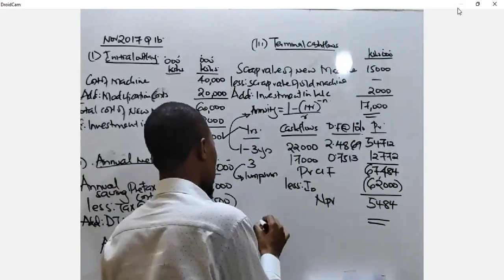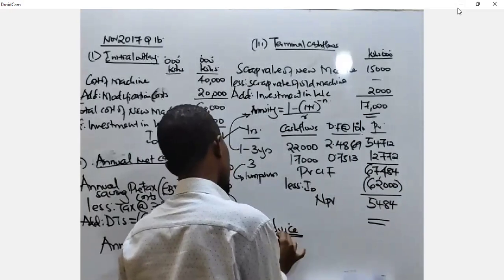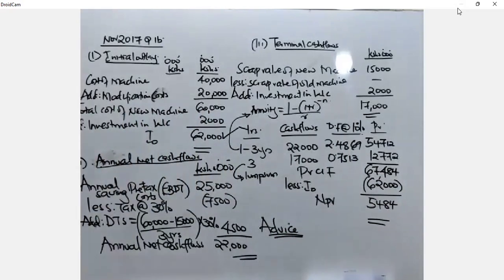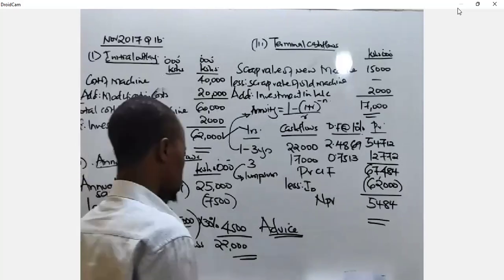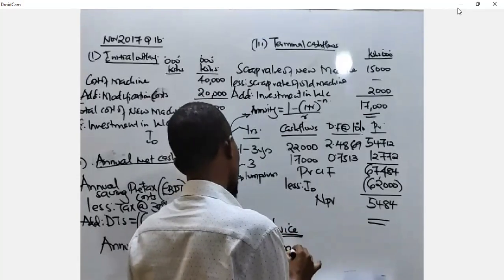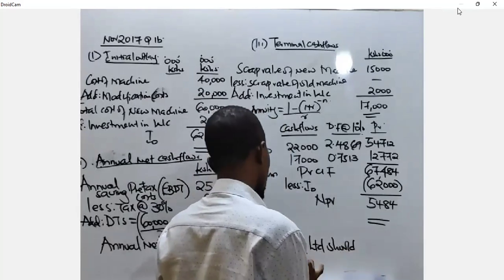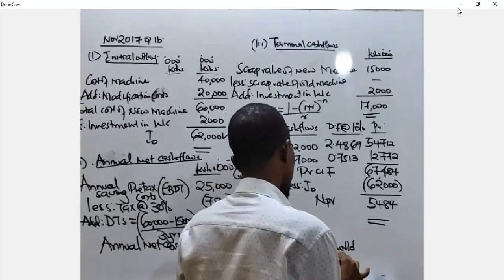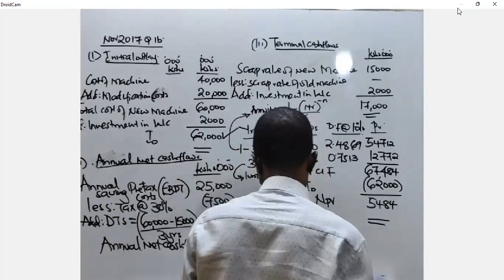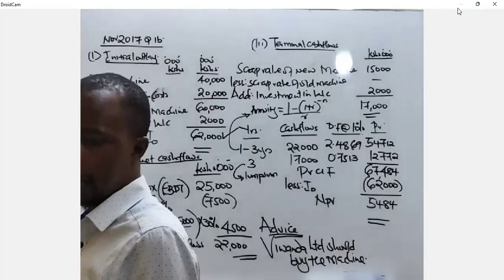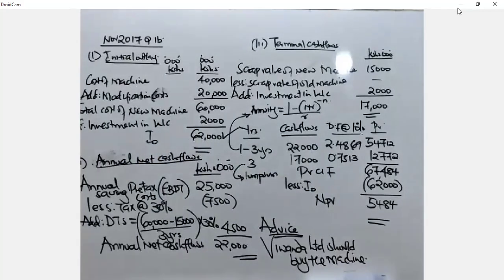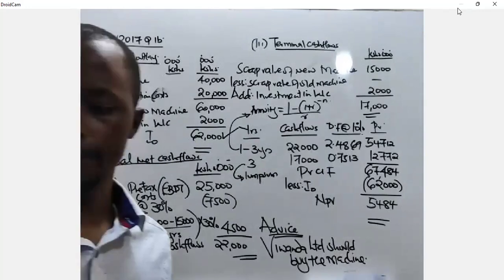We said under the advice, if the NPV is positive, you have to accept. If it is negative, you reject, and so on. So in this case, Viwanda Limited should accept, or should buy the machine. That is the easiest way of computing the NPV. Any question?